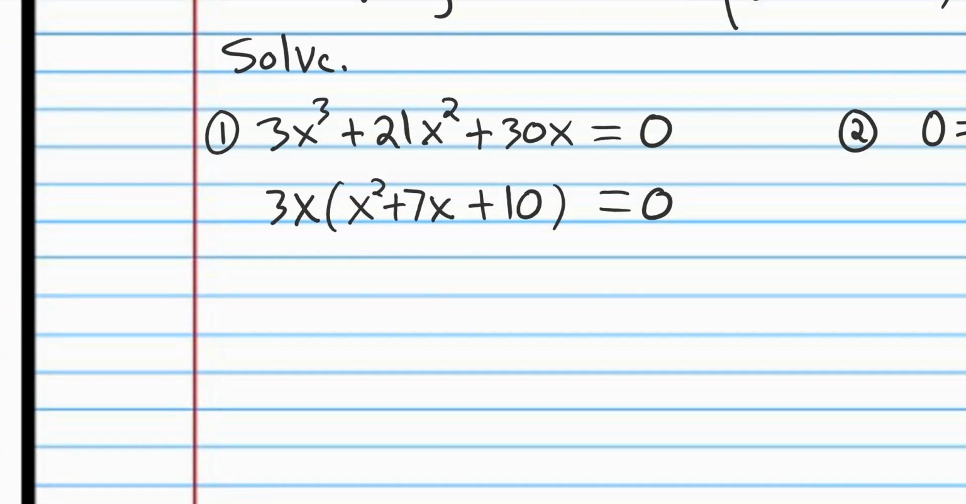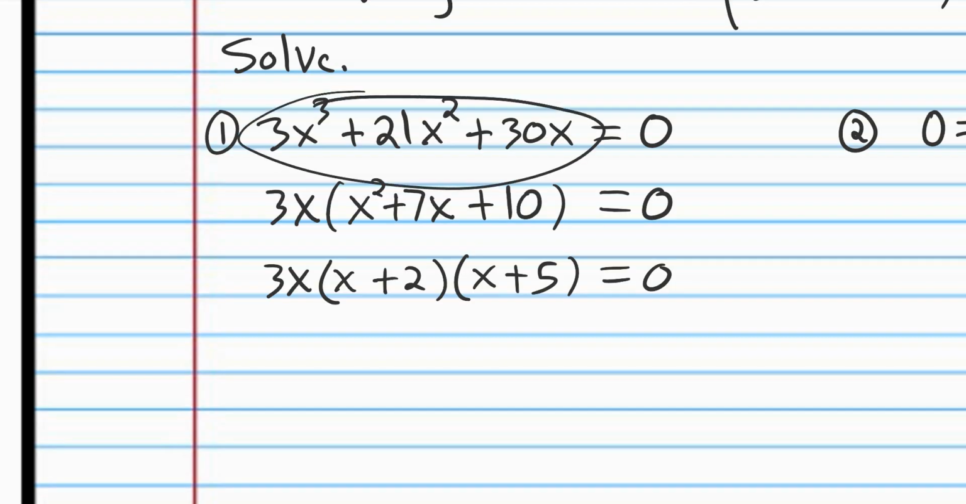So at this point, after factoring out the greatest common factor, we see we have a quadratic expression. So again, this is all review. We've done this before. We've factored these expressions. So now we're going to factor the quadratic expression. What two numbers multiply to 10 and add up to 7? That would obviously be 2 and 5. So we factored this expression completely.